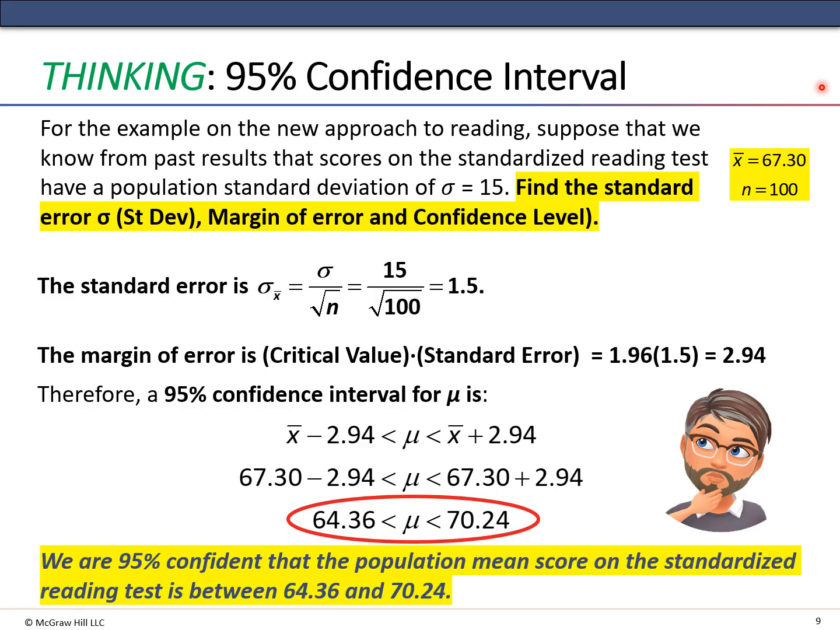So we have a 95% confidence level, or we are 95% confident that the population mean is between 64 and 70, basically, for this standard reading test. All right? So it's important you know how to calculate these three different measures and then report a confidence level.